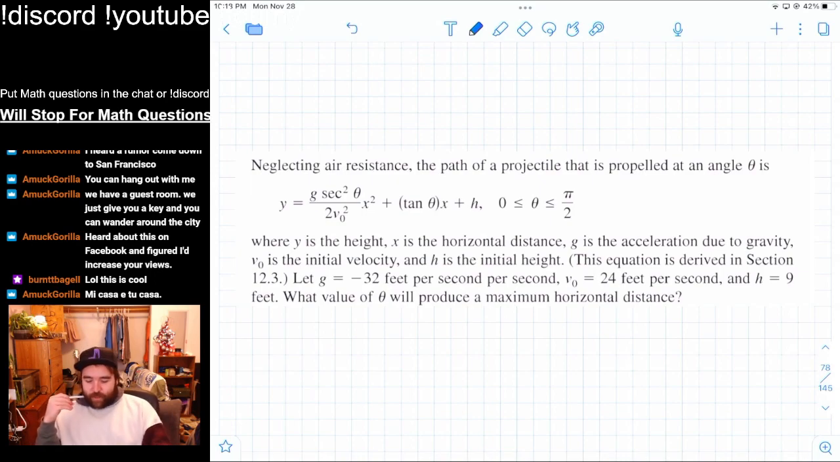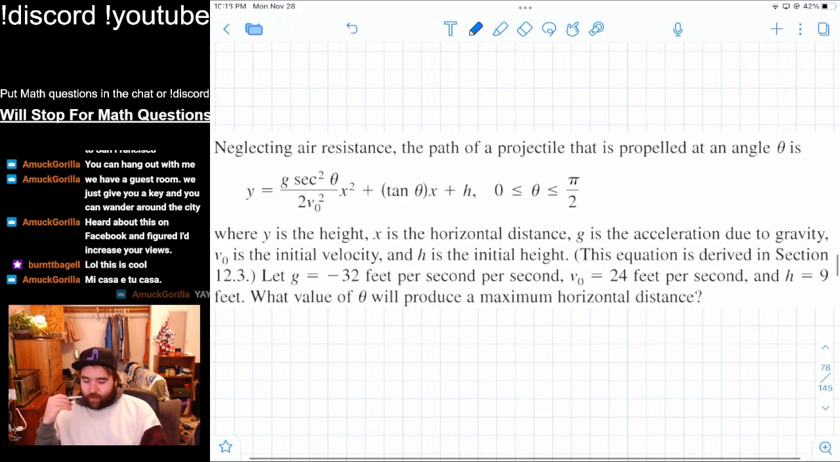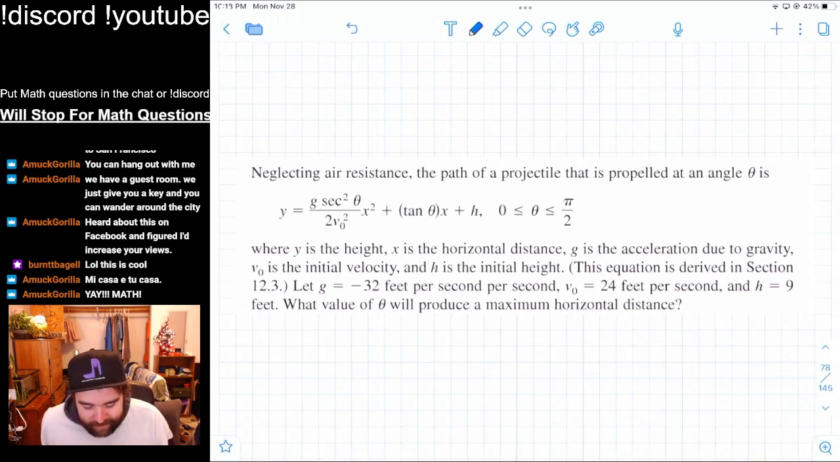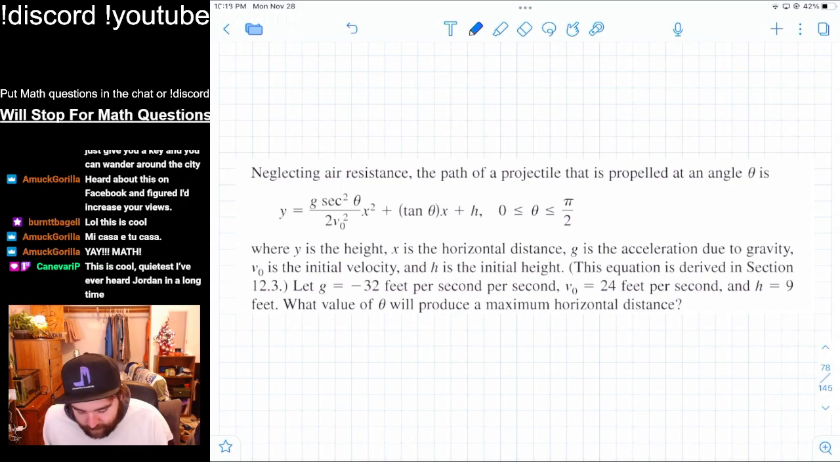Okay, so let's put a little word problem to it. So, neglecting air resistance, the path of a projectile that is propelled at angle theta is y equals, that whole equation. Where y is the height, x is the horizontal distance, g is the acceleration due to gravity. Let g equal that, v naught equal that, h equal that. What value of theta will produce a maximum horizontal distance? Oh, that's fun.